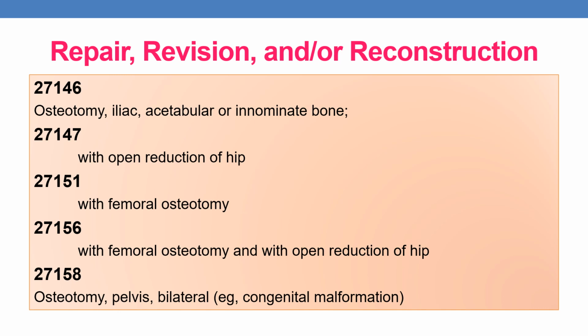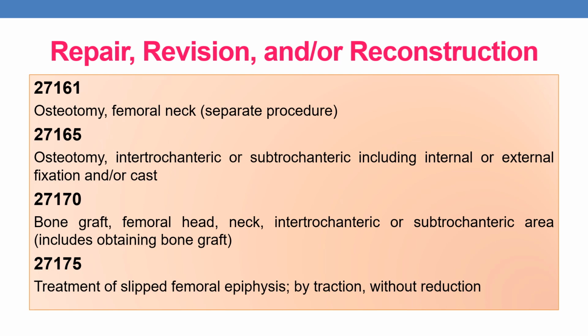For example, for the correction of congenital malformation. The next is 27161. It deals with osteotomy femoral neck. It is a separate procedure. The next is 27165. It deals with osteotomy intertrochanteric or subtrochanteric, including internal or external fixation and/or cast.